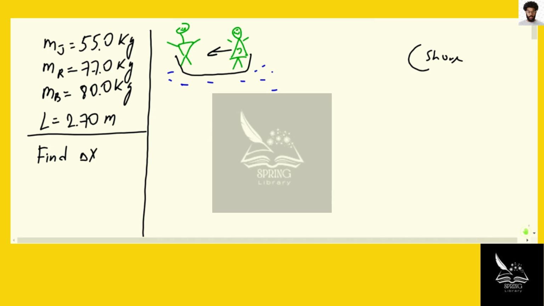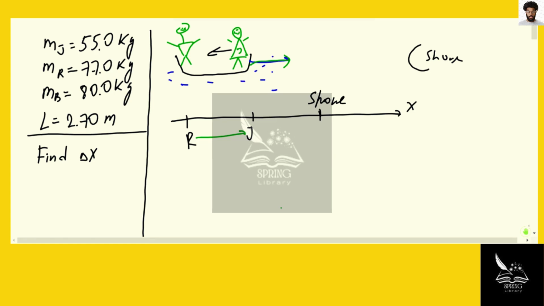So obviously, if Juliet moves to the left, the boat will be moving to the right. This is like our intuition, but now we are going to prove it. So let's first assign the x-axis, and on this x-axis we will first label the shore. Initially Juliet is here and Romeo is here, and the distance between Juliet and Romeo is L, which is the length of the boat.